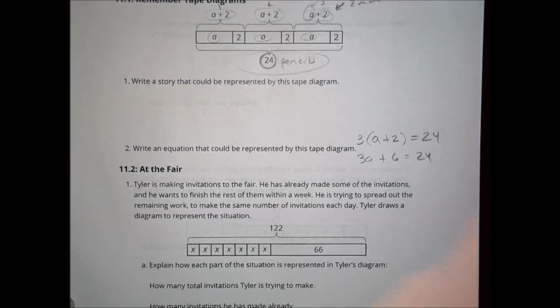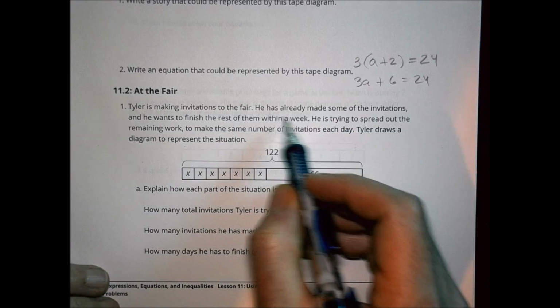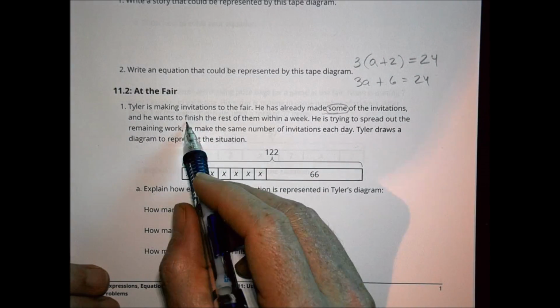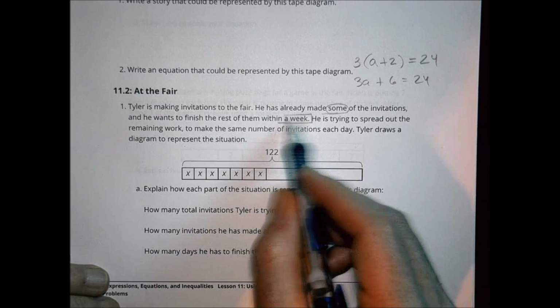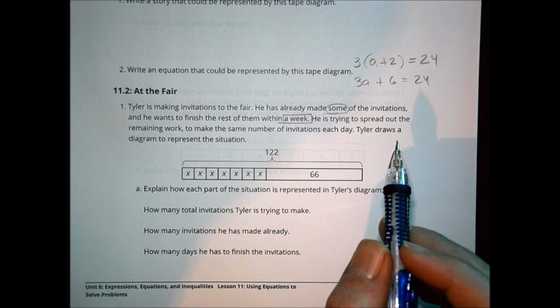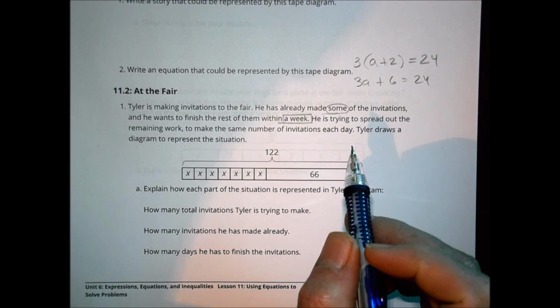For this next part, it's called At the Fair. It says Tyler's making invitations to the fair, and he's already made some. That sum is going to be what he's made so far. He wants to finish the rest within a week. He's trying to spread out the remaining work to make the same number of invitations each day. Tyler draws a diagram to represent the situation.